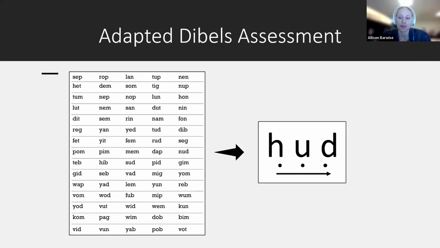So this is an example of what the adapted DIBELS assessment could look like. On the left, you see a full sheet of paper that has a bunch of nonsense words on it. What the students are asked to do typically is read as many words as they can in a set amount of time. It's very visually distracting. The time component can be very stressful.